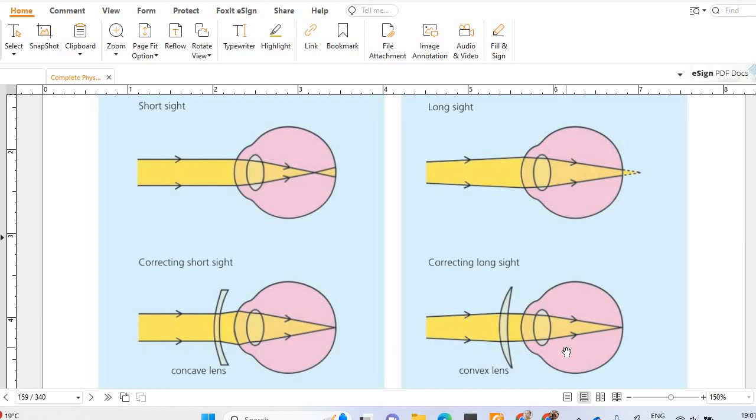So you see, unless somebody understood how lenses work, those who have short-sightedness and long-sightedness would not be able to read anything. Imagine how miserable their lives would be.